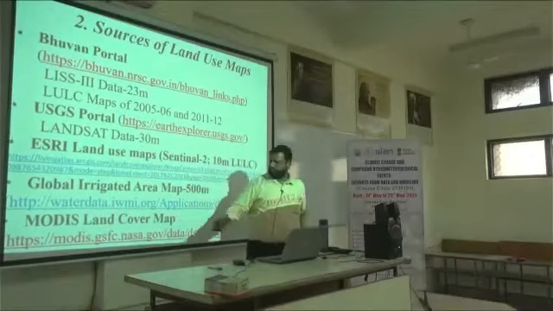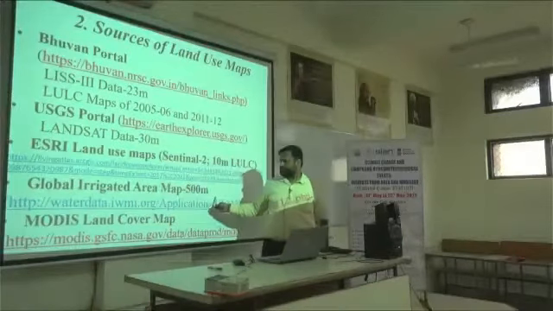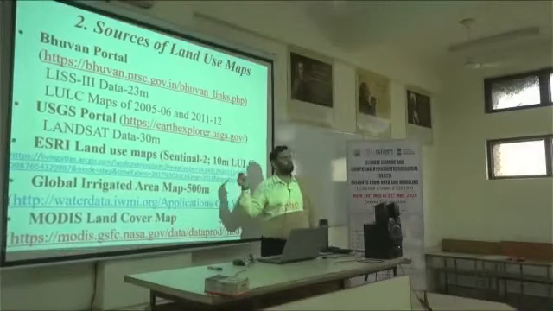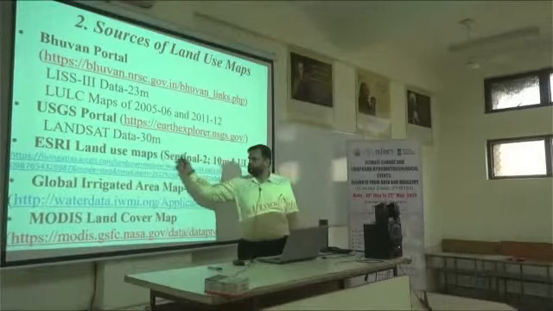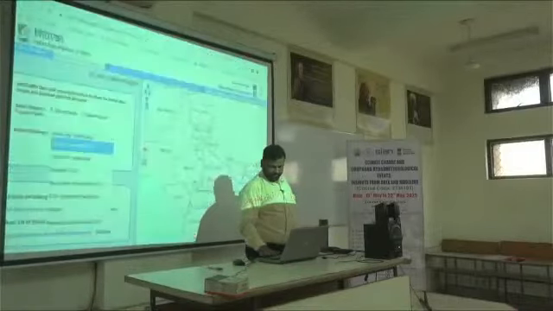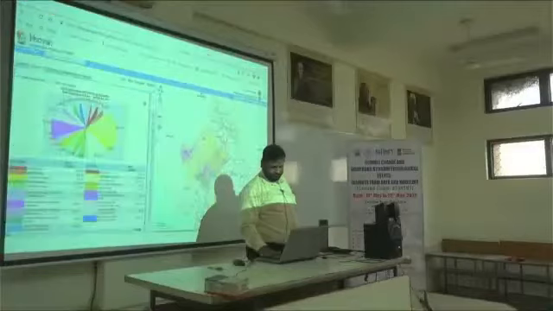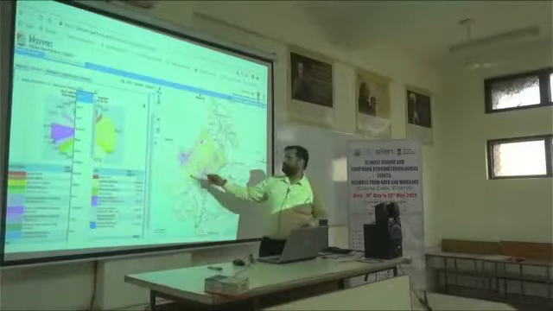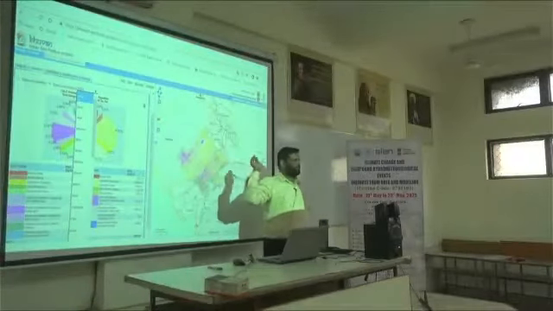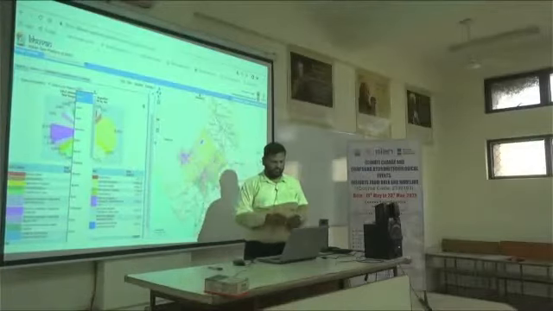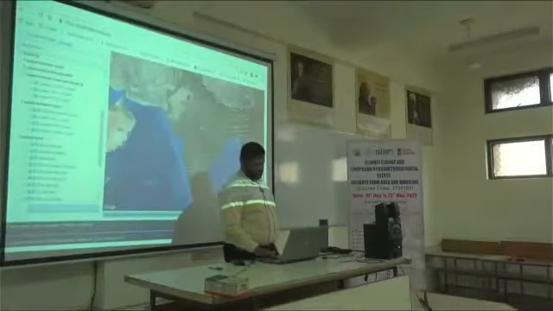Then other sources are also there. Global irrigated area maps are there. MODIS land cover maps are there, but they are available at very coarse resolution. So better you can use that Sentinel data that is provided by ESRI. Even from Bhuvan you will get some kind of classified maps, but that is in the form of JPEG image. You have to geo-reference those images. They are not geo-referenced, so you can't readily use that data.